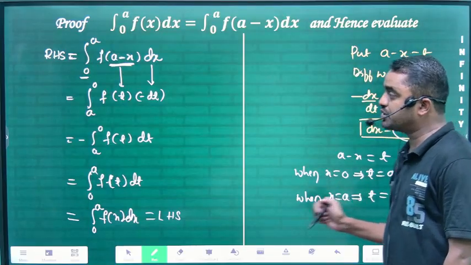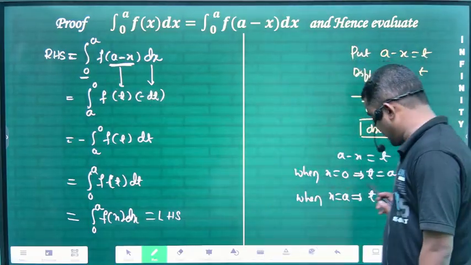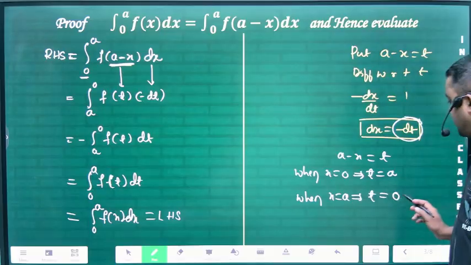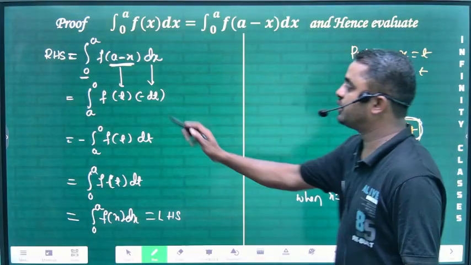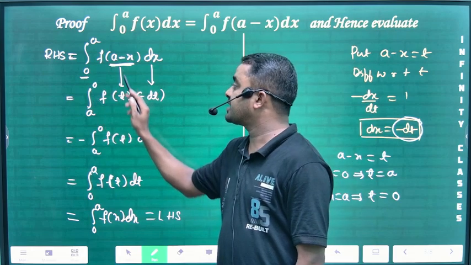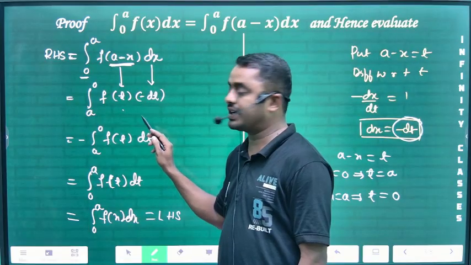When x is equal to 0, we have to change the limit. The value of t will be a. When x is equal to a, t will be a minus a, which is 0. Now come to the integral: in place of the limits 0 to a, we write the new limits. a minus x means t, and dx means minus dt.